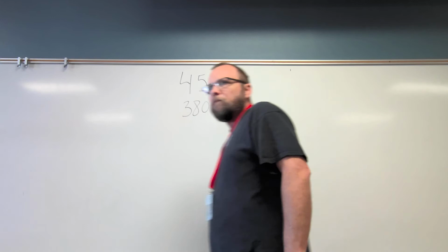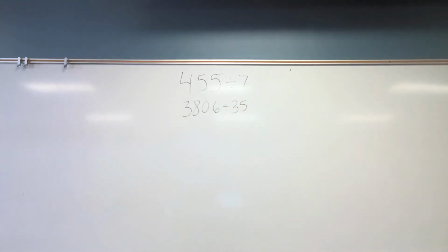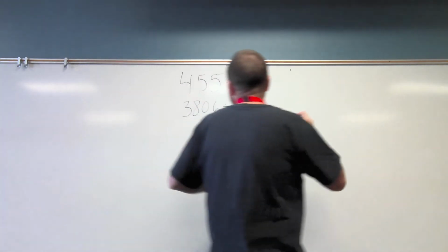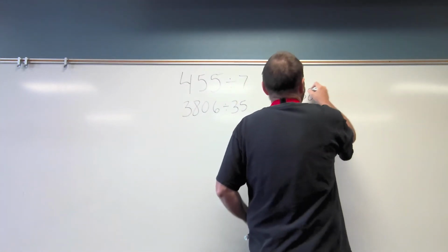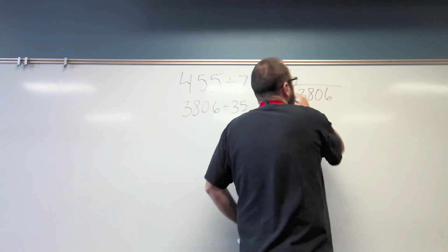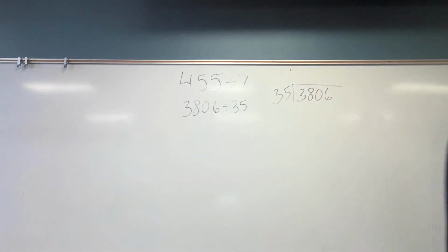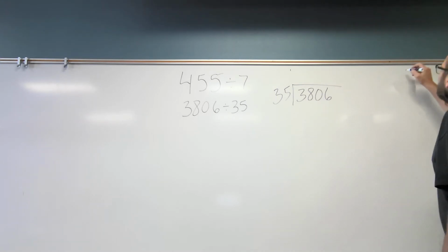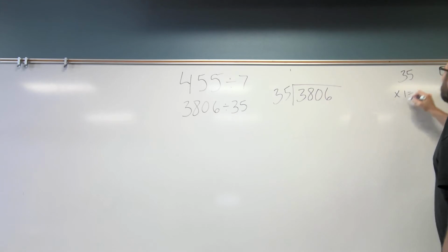So I've done that problem. I've checked that problem. Now let's do 3,806 divided by 35. Now I have to go over here first and do the most difficult thing in division. I gotta list my multiples of 35.